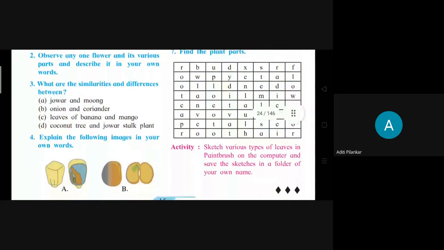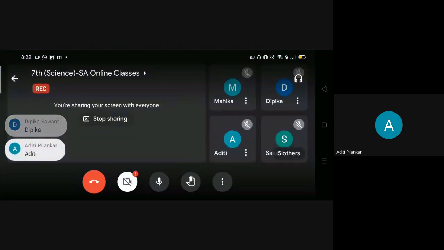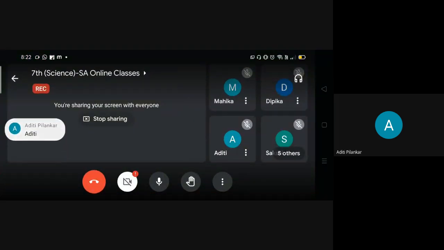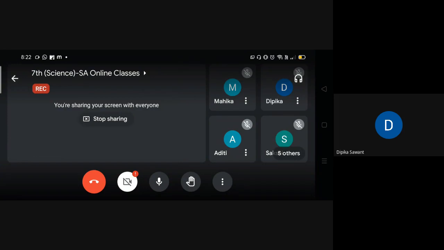What are the similarities and differences between jawar and moong? Deepika? Similarities, both are foodstuffs. Differences: jawar is a monocotyledonous plant and moong is a dicotyledonous plant. Jawar seed has a single cotyledon, moong seed has two cotyledons. Jawar grain is full of carbohydrates, but moong seed is full of proteins. Jawar grains are seen in crops, but moong is present in legumes.